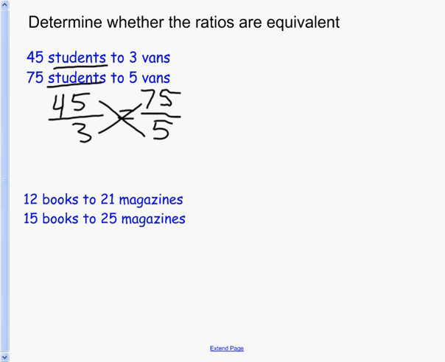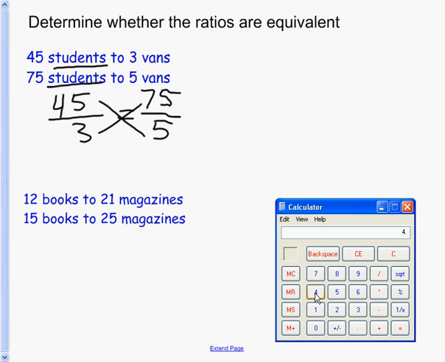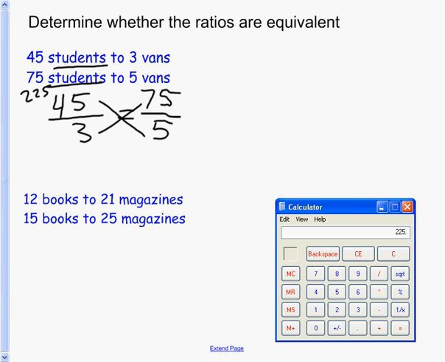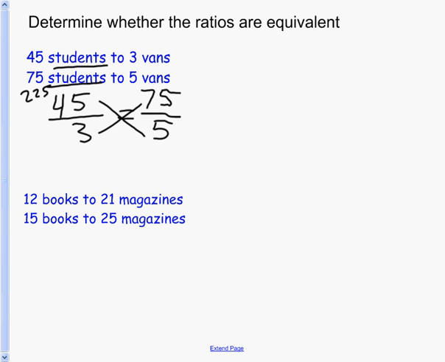5 times 45, we use a calculator to get 225. So I usually write that on the top left. Now 3 times 75, again using a calculator, I also get the same answer of 225. So since these two numbers are equal, we do have an equivalent ratio. So yes, they're equivalent.